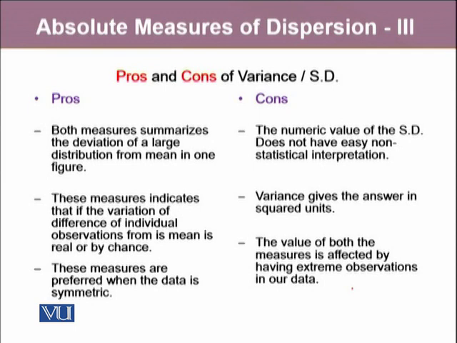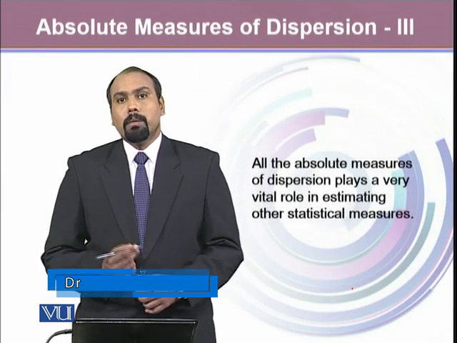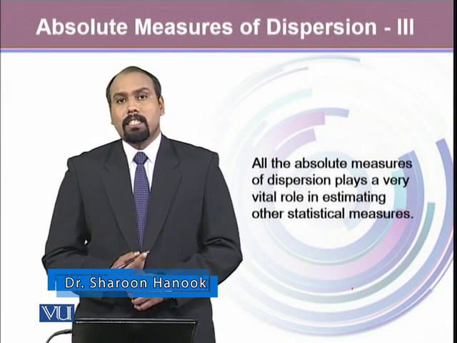Its demerits include that the numeric value of the standard deviation does not have an easy non-statistical interpretation. Moreover, variance gives the answer in squared units. And lastly, the value of both the measures is affected by extreme observations in our data. All the absolute measures of dispersion play a very vital role in estimating other statistical measures.